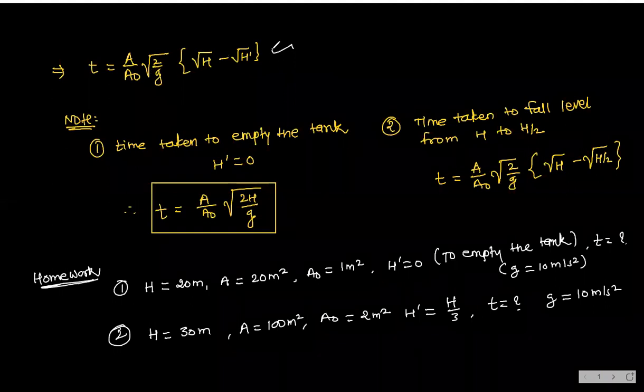Use this formula only. Which one? This one. T is equal to A by A naught root 2 by G under root into bracket root H minus root H dash. In the first problem you have H is equal to 20, H dash is equal to 0. A naught you have, A you have, G I already told you is 10 meter per second square. You have to find time. In the second question, H is 30. H dash is H by 3, means how much will you get? 30 by 3, 10. So substitute 10 here. A and A naught you already have, G also you have. Got it?